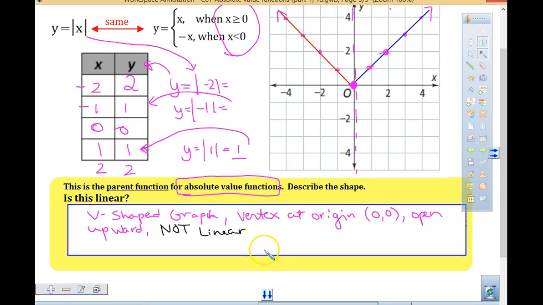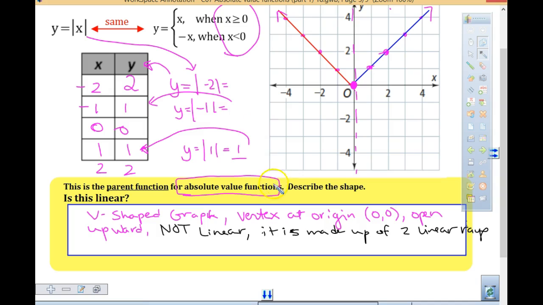Linear means it has to be a straight line. It is made up of 2 linear rays, right? So this is one ray going up with a positive 1 slope. This one has a negative 1 slope.